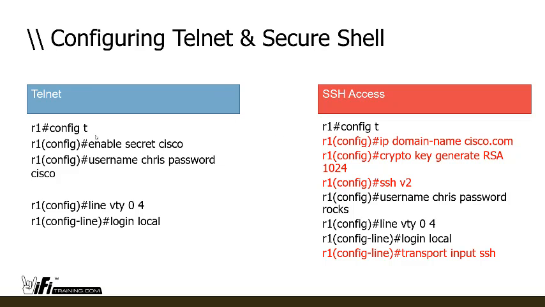So Telnet is very simple. You could just do an enable secret password. You will need a username and password for Telnet to work. Okay, so enable secret. You've got username, password, Cisco, and the reason you've got the enable secret there is because we haven't set up AAA. We'll talk about that in just a second. So you need an enable secret password at a minimum. You need a username, Chris in my example, and then password Cisco.